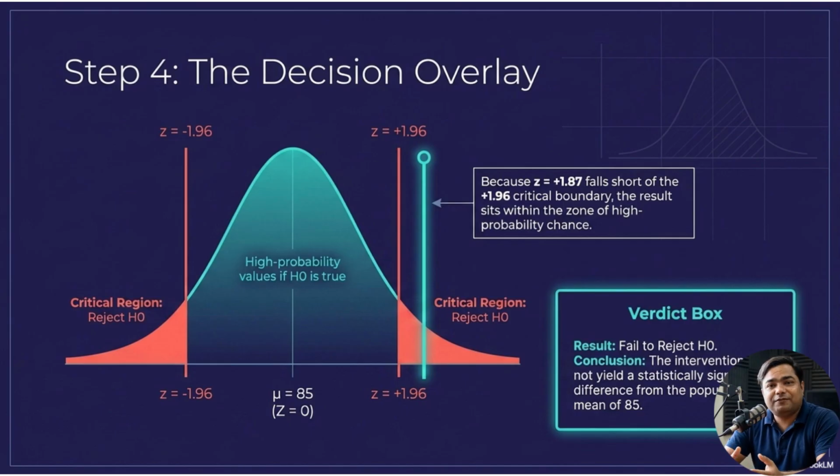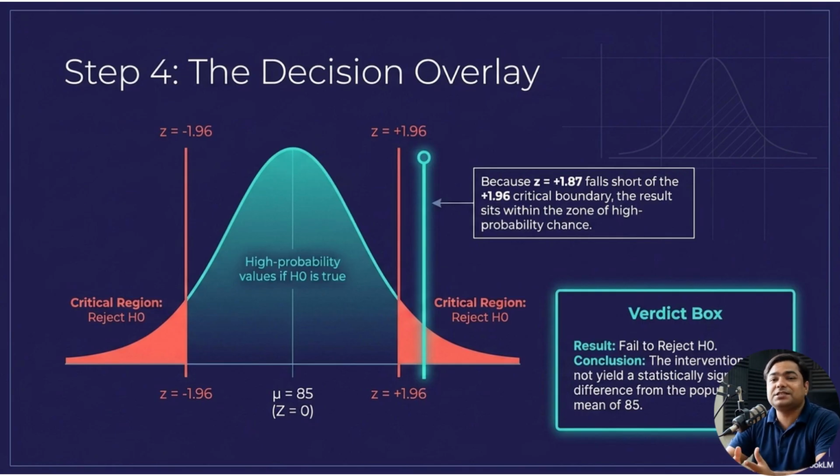This slide shows the final decision. We already set our critical values as minus 1.96 and plus 1.96. Our calculated z-score is plus 1.87. Now compare the calculated z-score with the critical value. The z-score of 1.87 is close to 1.96, but it does not pass 1.96. Therefore, the result does not fall inside the critical region. Because it does not fall inside the critical region, we do not reject the null hypothesis.